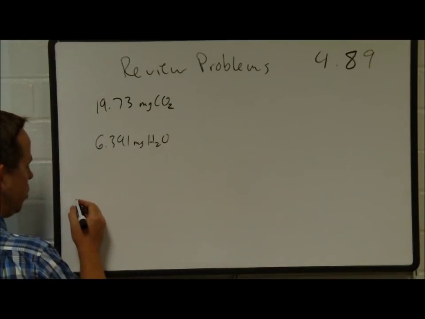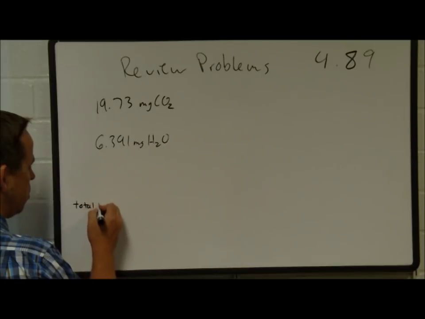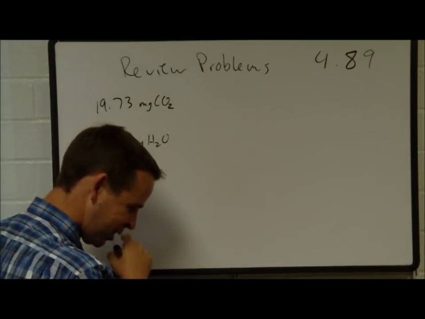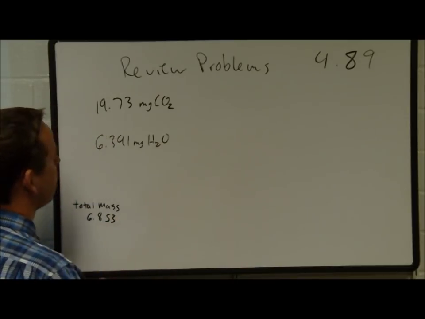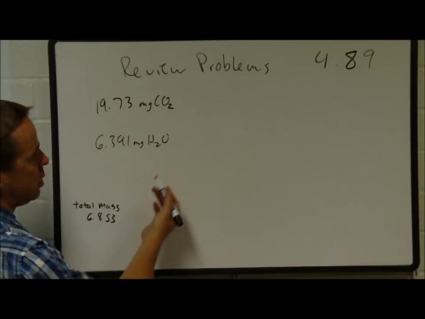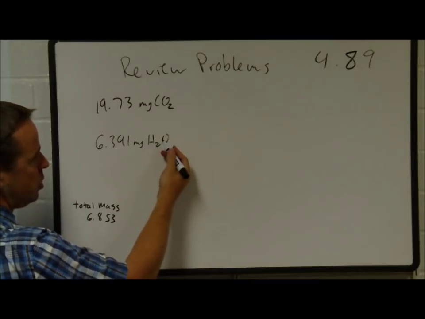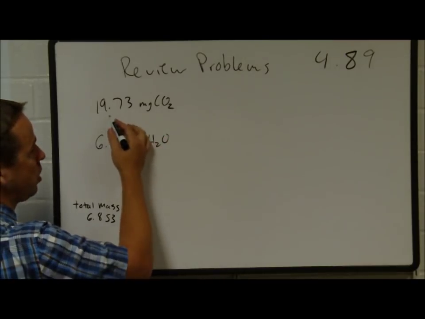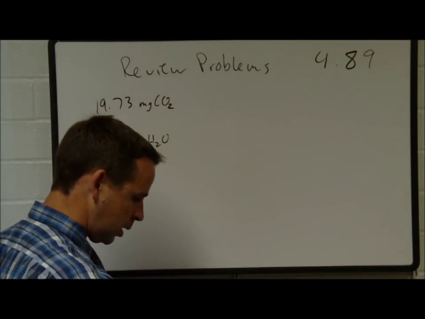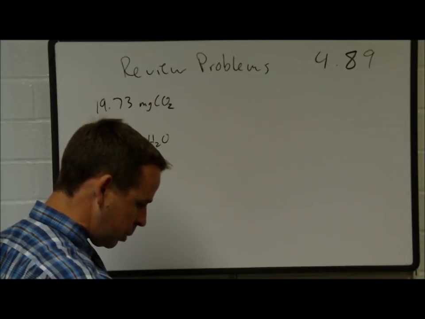So the total mass is 6.853. All right, you notice, again, the masses of these are larger than the total mass, and that's because this took the hydrogen and added oxygen in the combustion reaction. This took the carbon and added oxygen into that combustion reaction as well. What is the empirical formula of the compound?